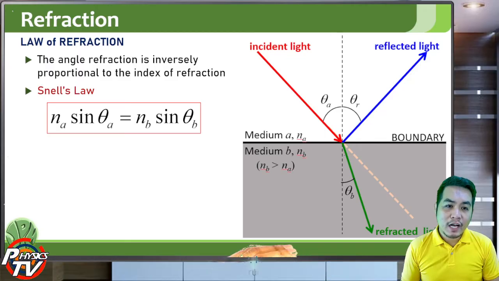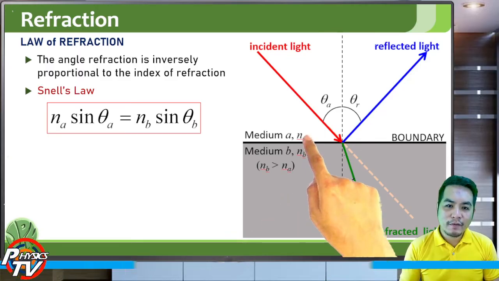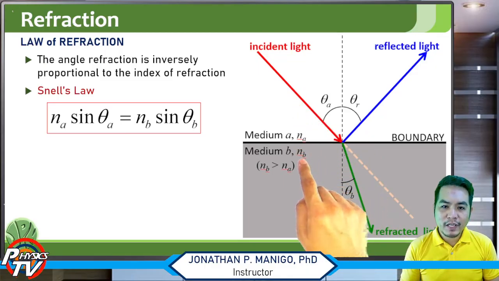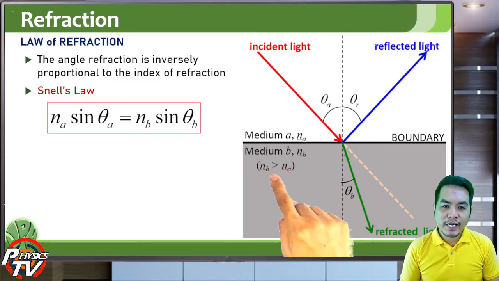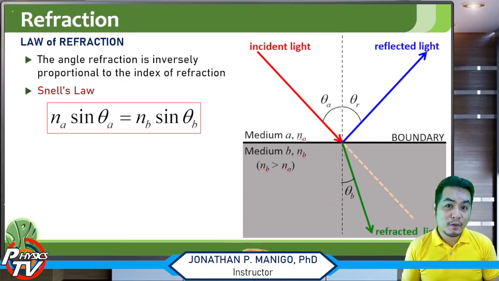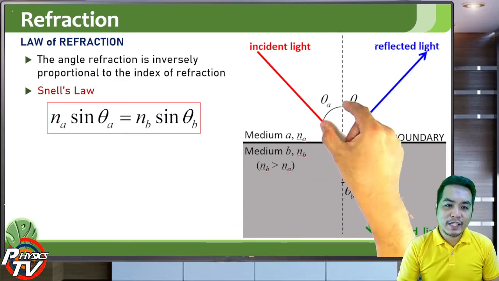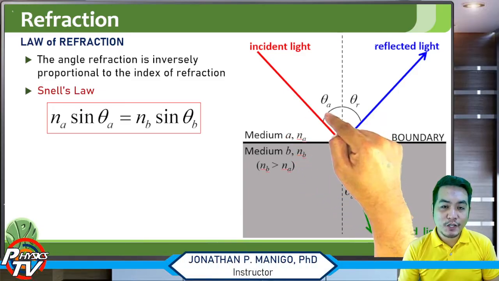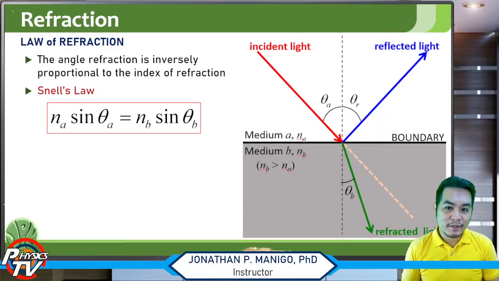Sorry, the angle of refraction. So, for example, in this case, we have light incident from medium A to medium B. But the index of refraction of medium B is greater than medium A, meaning the angle of refraction in medium B will be smaller. And the angle of incidence in medium A, since it has a lower index of refraction, is larger. So it's inversely proportional.